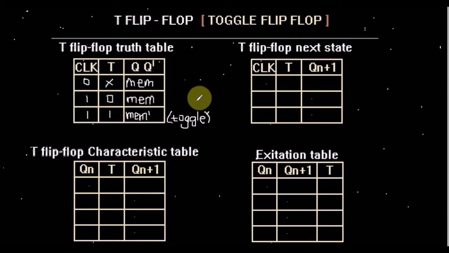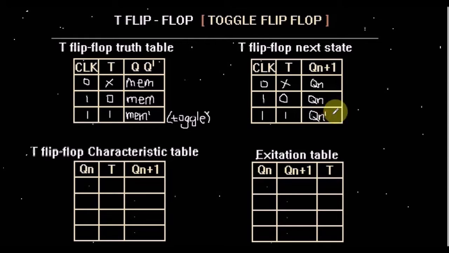Next is the T flip-flop in the form of next state. When clock is 0, the T is a don't care. Qn plus 1 will stay in memory, or in the previous state. Now when clock is 1 and T is 0, Qn plus 1 stays in memory, or in the previous state. And lastly, when clock is 1 and T is 1, Qn plus 1 will go to memory prime, or toggling.